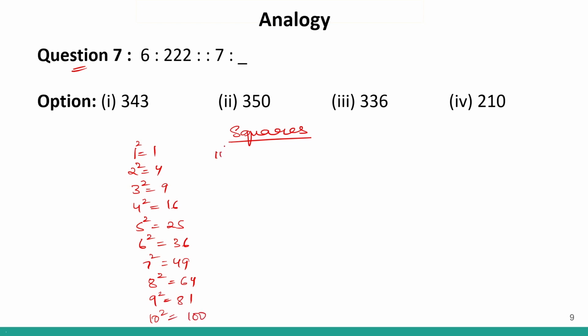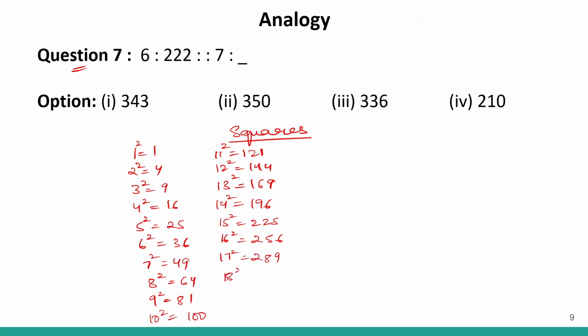Correct? 11 square is 121. 12 square is 144. 13 square is 169. 14 square is 196. 15 square is 225. Correct? 16 square is 256. 17 square is 289. 18 square is 324. 19 square is 361. And 20 square is 400. Correct? 21 square, how much is it? 441. 22 square is 484.